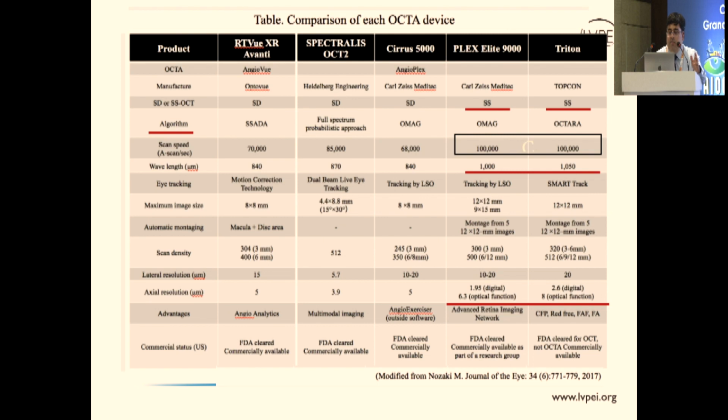The scan speed between these machines differs from 70,000 at the RTVue Avanti to about 1 lakh for the Plex Elite and Triton Topcon. The difference here is that the faster the scans are, the lesser the chances of artifacts coming in. Then there is the wavelength. As I said, swept source has a longer wavelength, so they have deeper penetration for you to see.